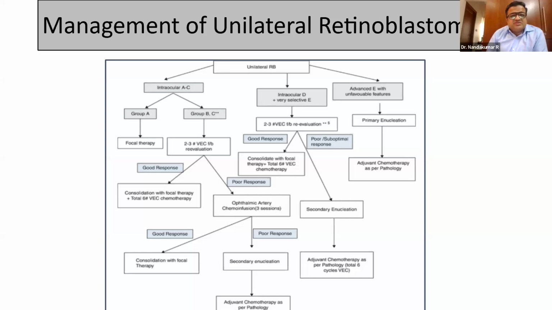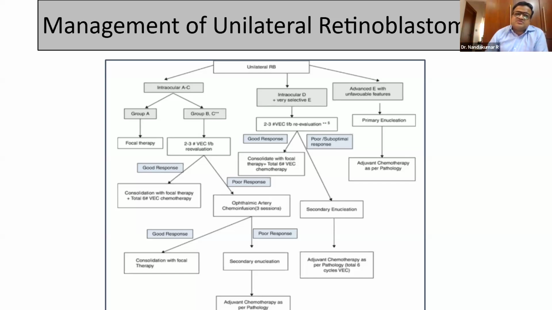So we are left with the option of giving NACT, that is neoadjuvant chemotherapy, for all these patients. If you have an upfront group A, and for group B, still people do try local therapies, and then depending on the response, you can subsequently give them a few cycles of chemotherapy.